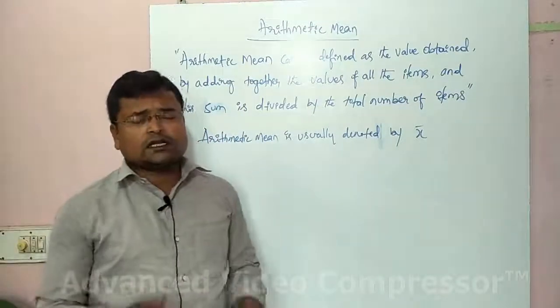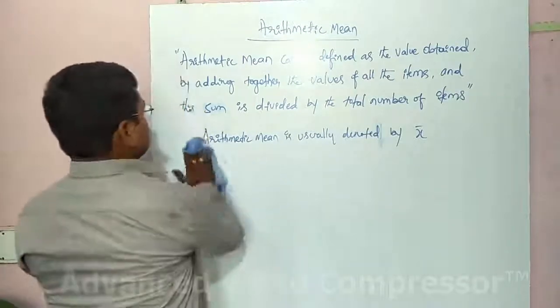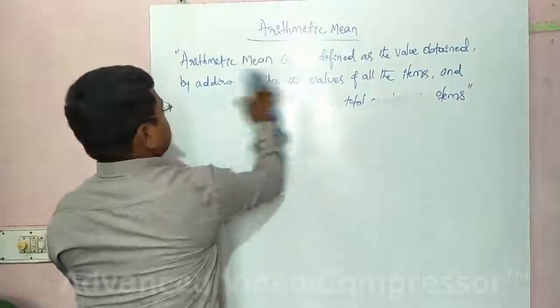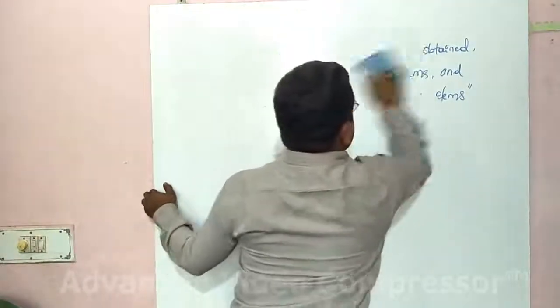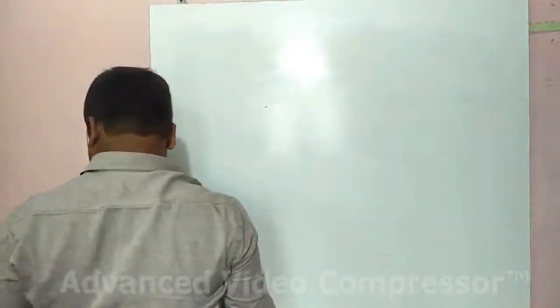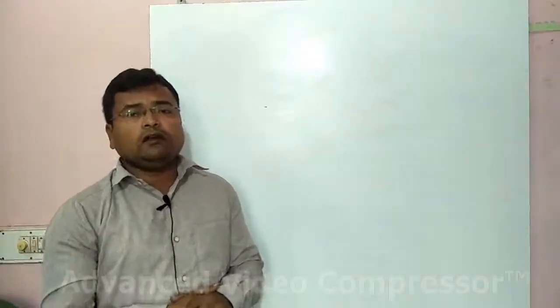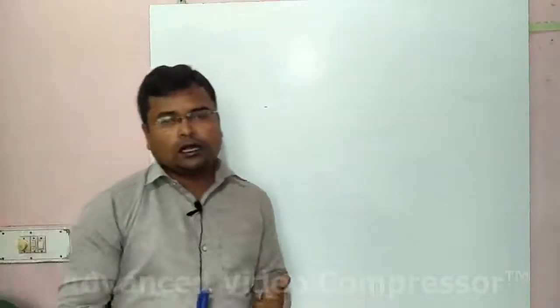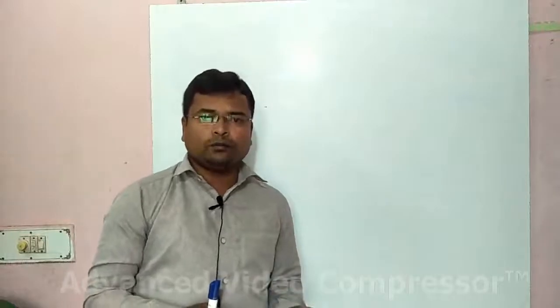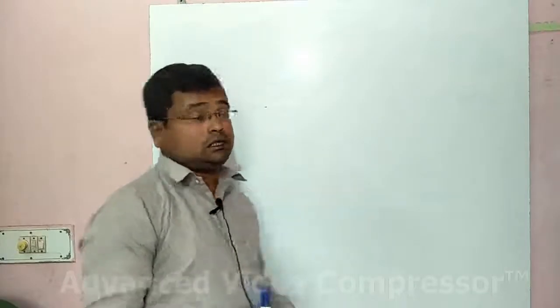And now we shall discuss the calculation of arithmetic mean. The calculation of arithmetic mean can be done for three types of series of numbers, and those three types of series are: the first one individual series, or you can call it ungrouped data, the second one is discrete series, and the third one is continuous series.